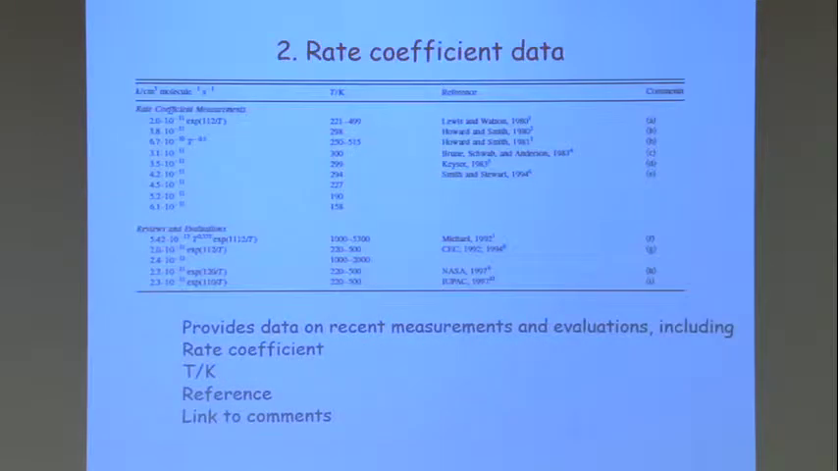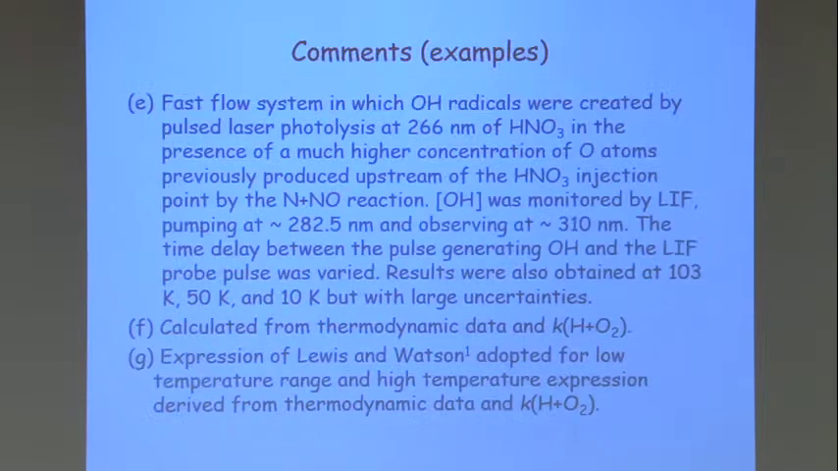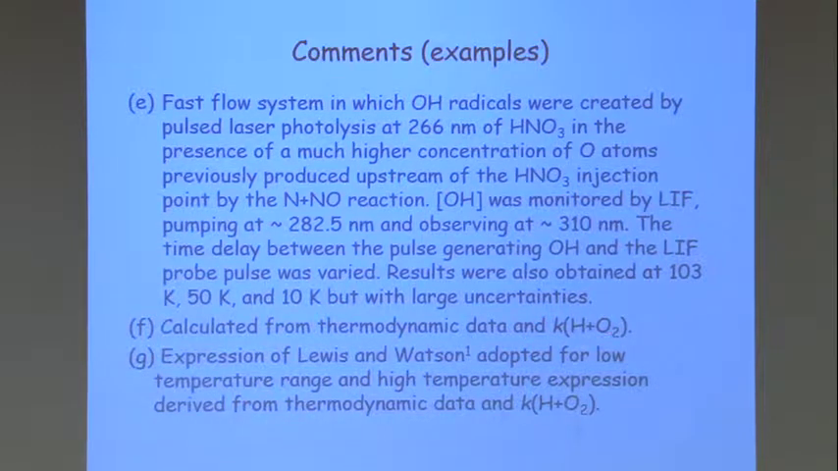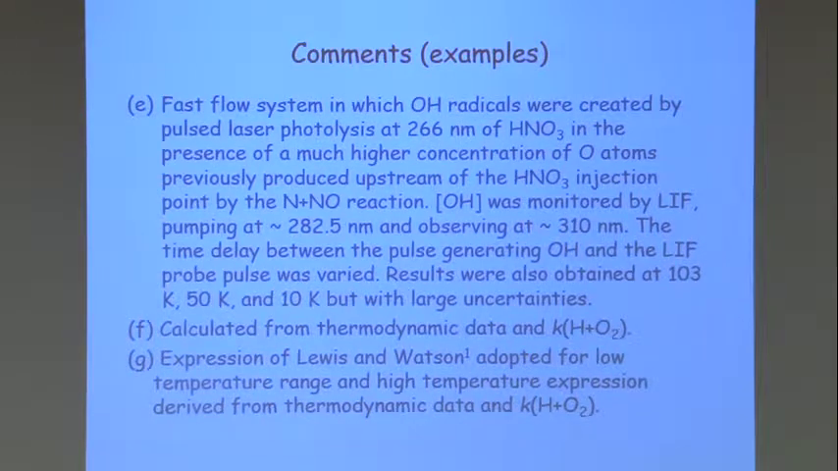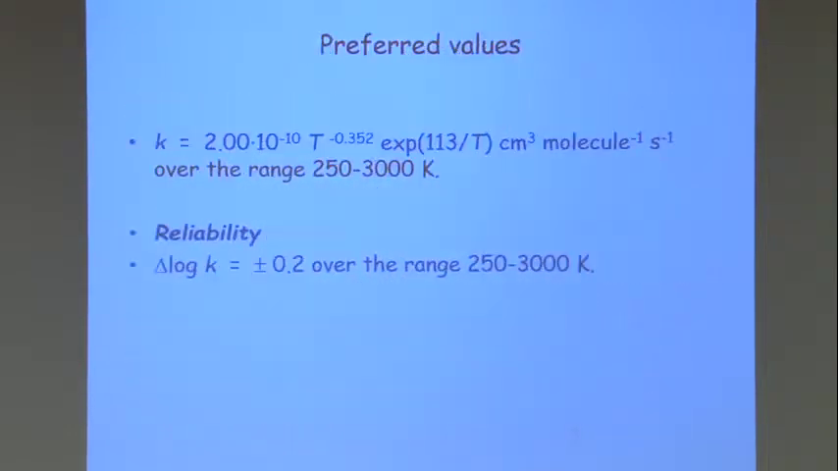Then F refers to this evaluation by Joe Michael, in which he's calculated the data from thermodynamic data using this reaction here. So he's taken the rate constants for H plus O2 together with thermodynamic data and calculated the reverse one. And then, etc., an expression from Lewis and Watson adopted for low temperature range, again from this H plus O2 reaction here. So that's a set of comments.